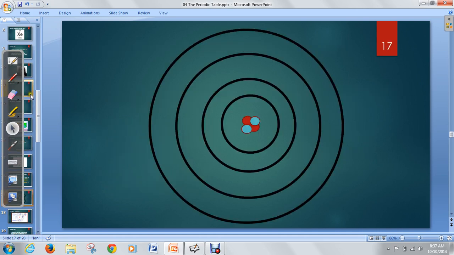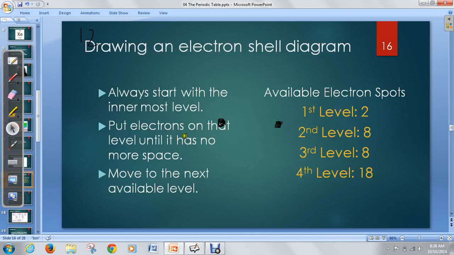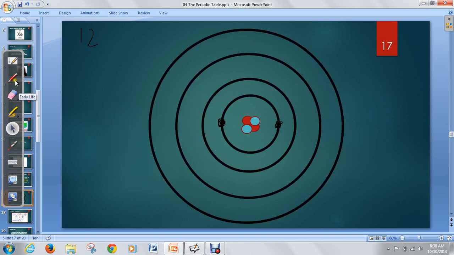So for example, let's say we're looking at this electron shell diagram, and we want to fit 12 electrons. If we want to do this, we need to figure out which shells can hold which number of electrons. If you remember, we start at the innermost shell and we put in electrons. Here's 1, here's 2. The first level, if you remember, can only fit 2 electrons, so we have to go to the next level. We can't fit any more on this orbit, so we go to this one.